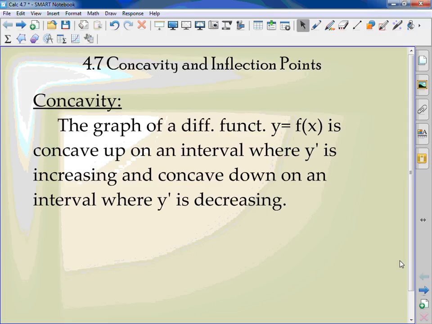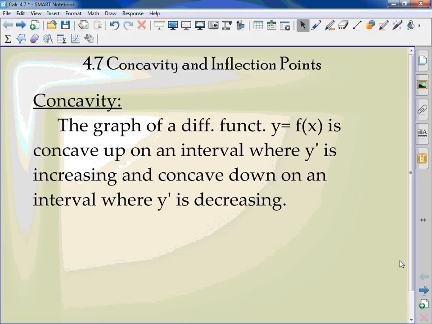The graph of a differentiable function, y equals f of x, is concave up on an interval where y prime is increasing, and concave down on an interval where y prime is decreasing. This is building up what we've done for the past two sections.